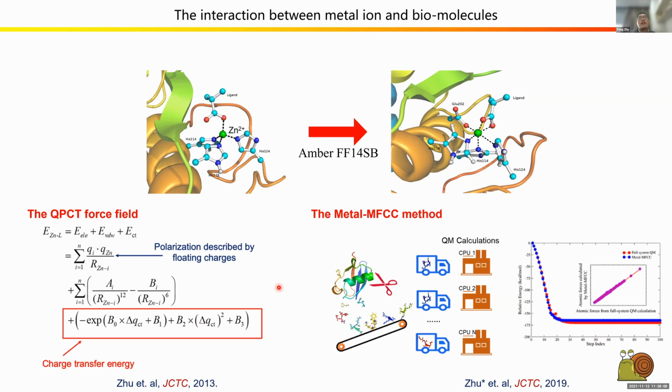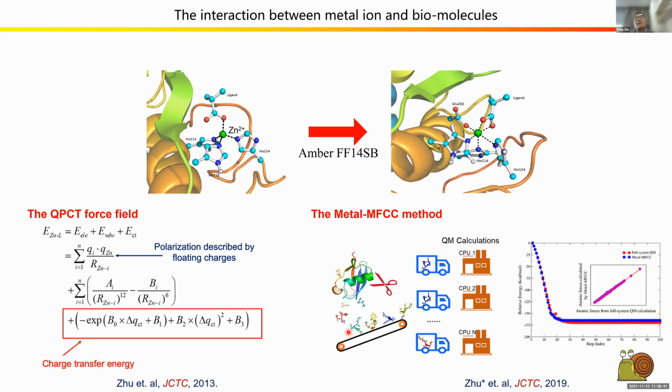After that, we were thinking about whether we can directly use ab initio MD simulation to simulate metalloproteins. But the protein is very large, so we cannot perform the ab initio MD simulation directly. So we employ the divide and conquer algorithm. We cut the protein into small fragments and perform the quantum calculation for each fragment separately, and then combine the results, for example, the energy and the atomic force, and then perform the MD simulation.